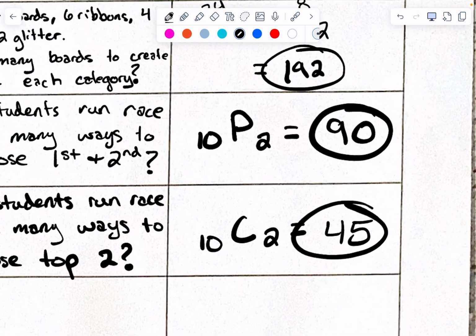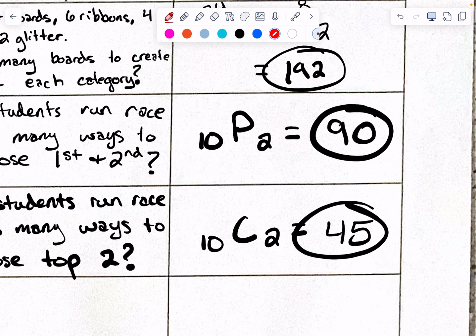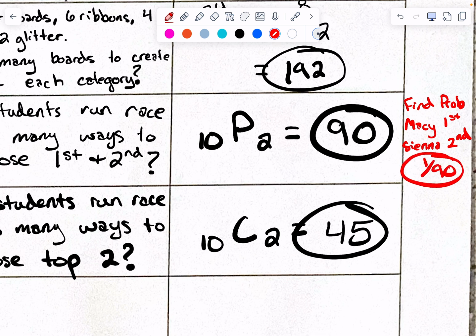Too easy. Okay, now, you don't have to write this down, but what if they say find the probability that Macy is first and Sienna is second? What's the probability that Macy gets first and Sienna gets second? 1 out of 90, right? If there's 90 different ways that they could come in those places, the chances of Macy coming in first, Sienna coming in second is 1 out of 90.